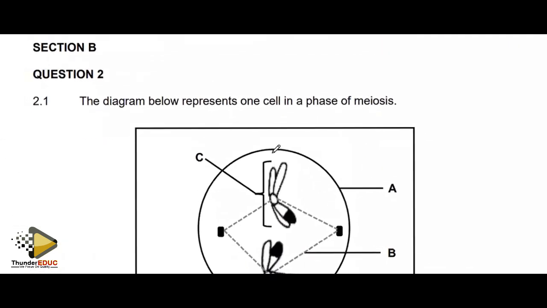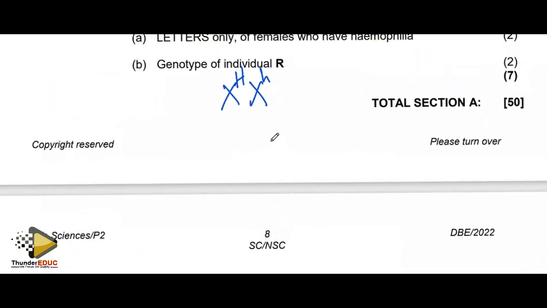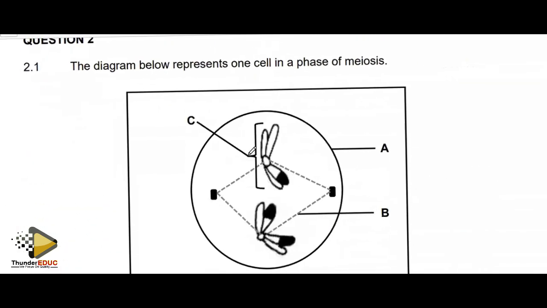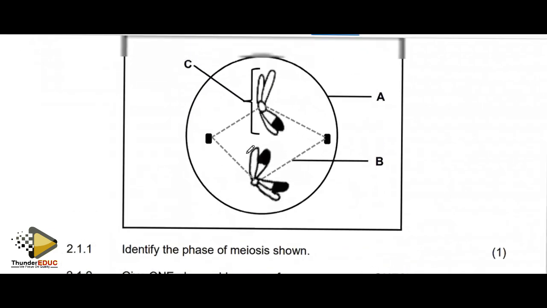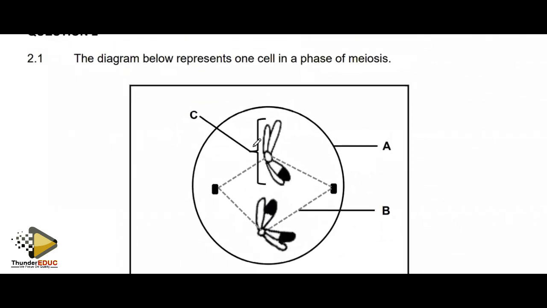Then another question, this marks the end of section A. What about section B? You see that in the questions in section A, you can score all the marks.